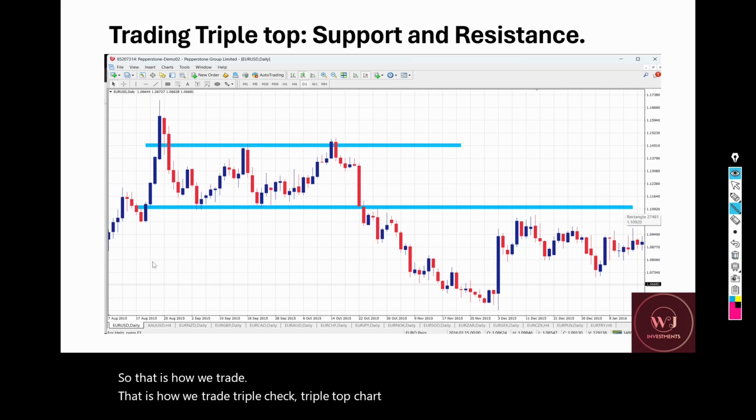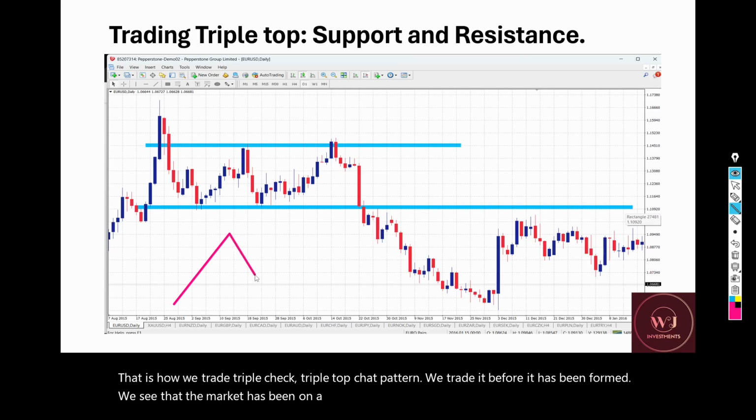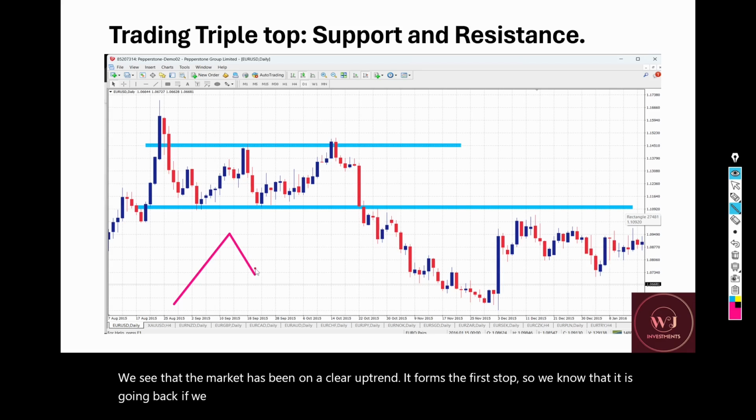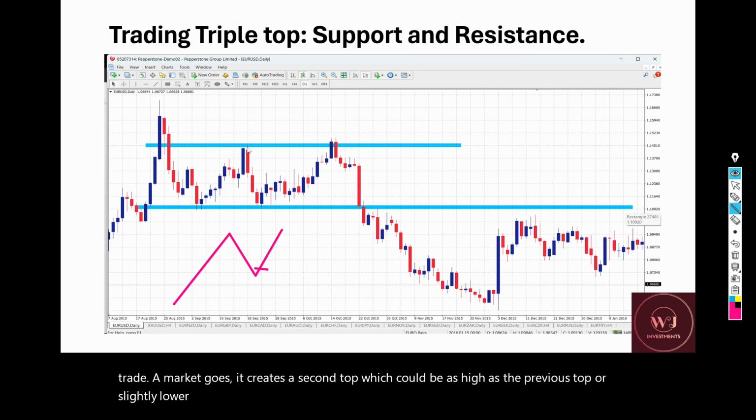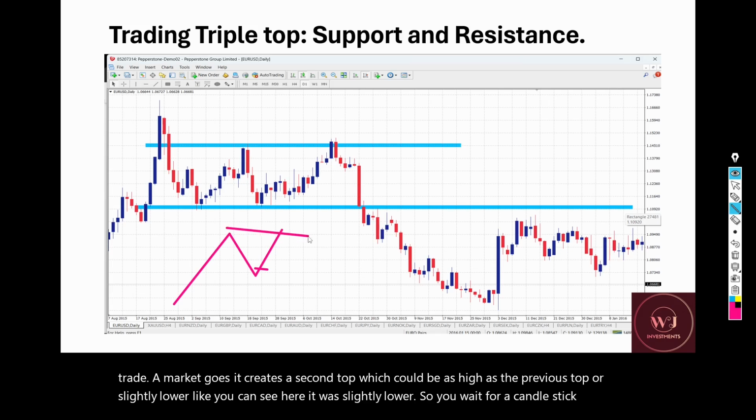We trade it before it has been formed. We see that the market has been on a clear uptrend. It forms the first top, so we know that it is going back. If we know that, it means that here we are going to make a buy trade. So we make a buy trade, the market goes, it creates a second top, which could be as high as the previous top or slightly lower, like you can see here. It was slightly lower. So you wait for a candlestick pattern on this level of resistance.